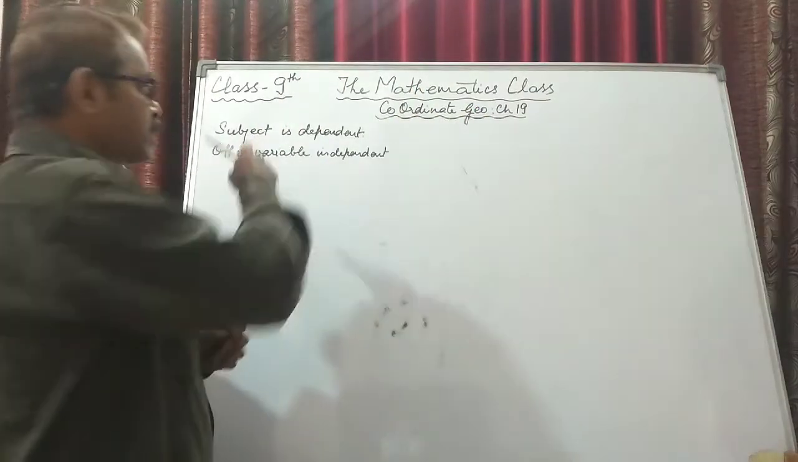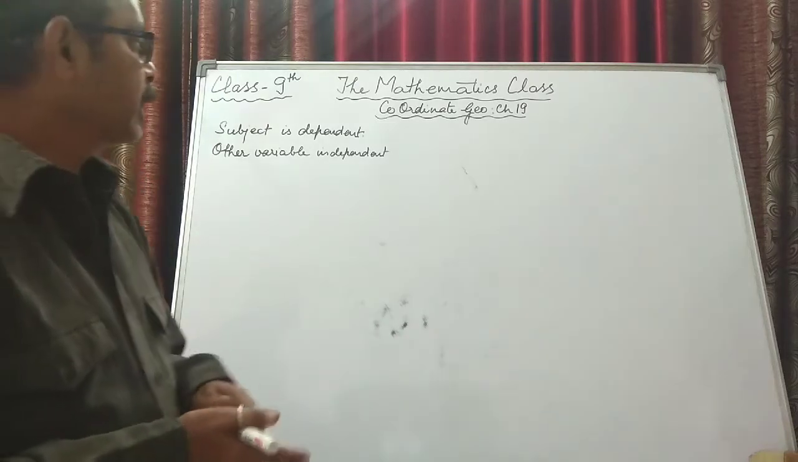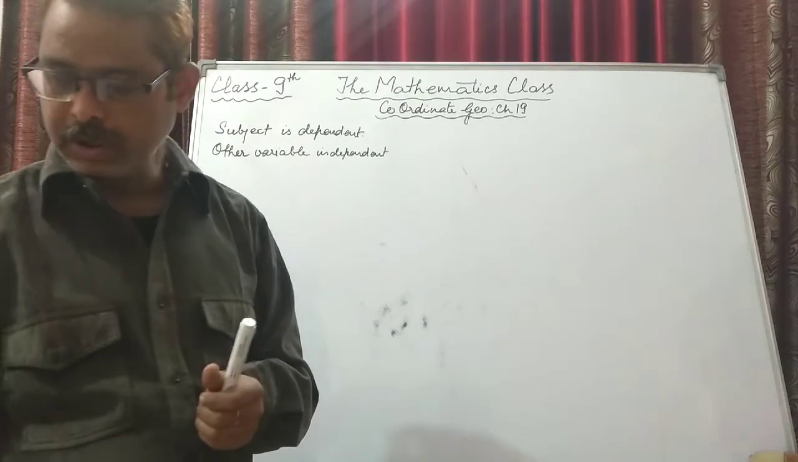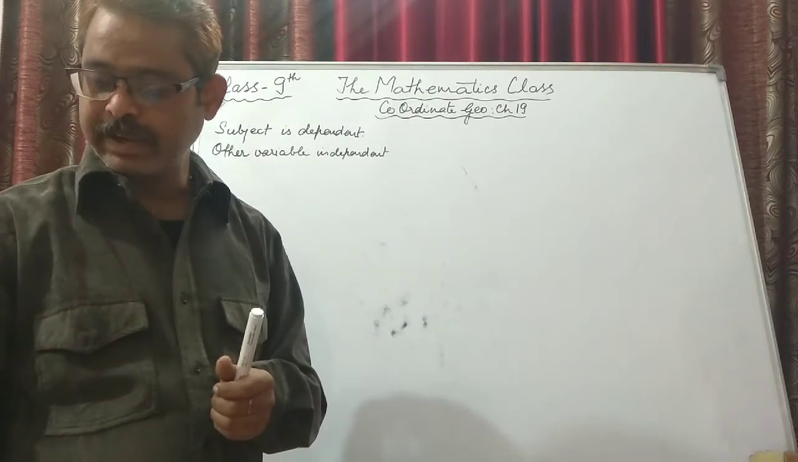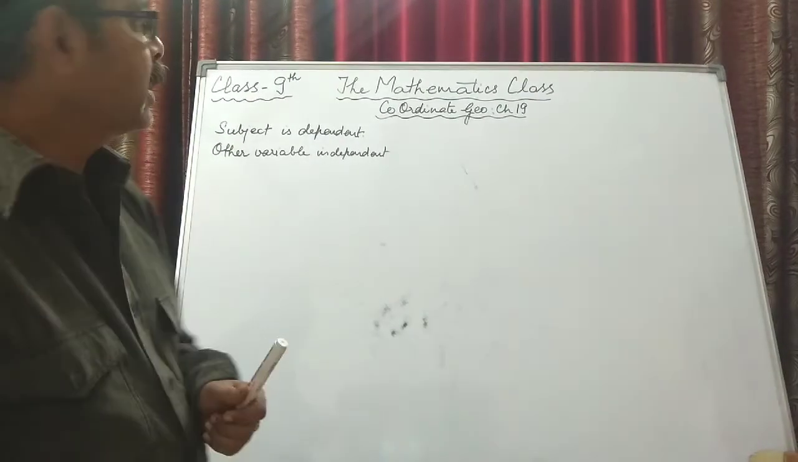Mathematics class. This class is for class 9th and the chapter that we are doing is chapter 19 about coordinate geometry. We are following the book Understanding ICSE Mathematics Class 9th by M.L. Agarwal.